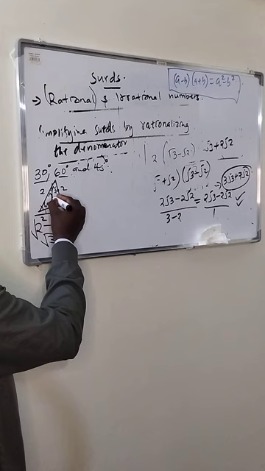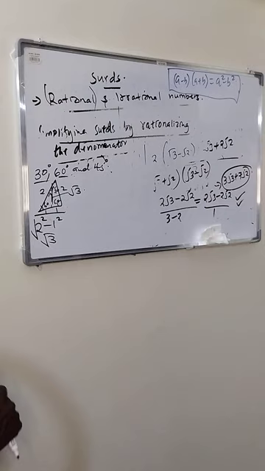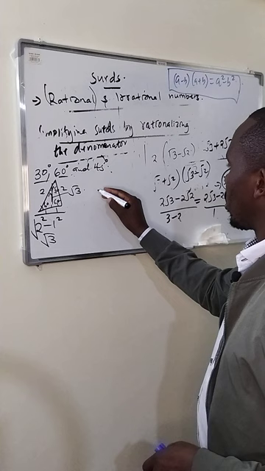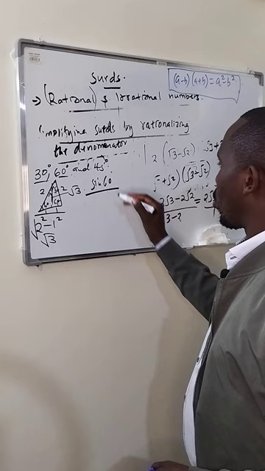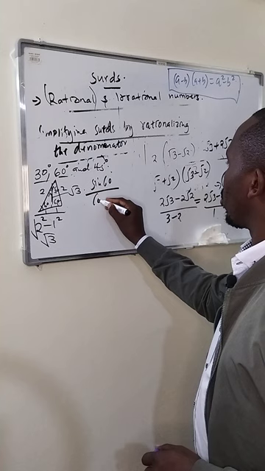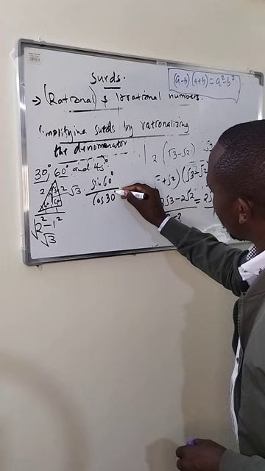So if you're given a surd, say, simplify sine 60 over cos 30 without using a calculator or a math table.